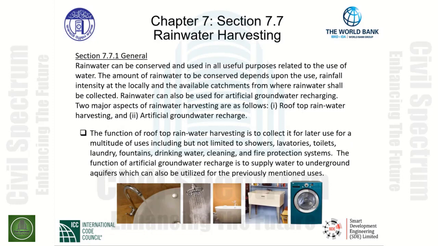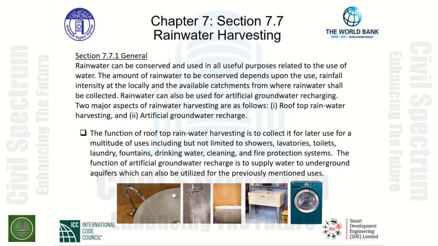Section 7.7, titled Rainwater Harvesting. In the general section of 7.7.1, rainwater can be conserved and used in all useful purposes relating to the use of water. The amount of rainwater to be conserved depends upon the use, rainfall intensity at the locality, and the available catchments from where rainwater shall be collected.